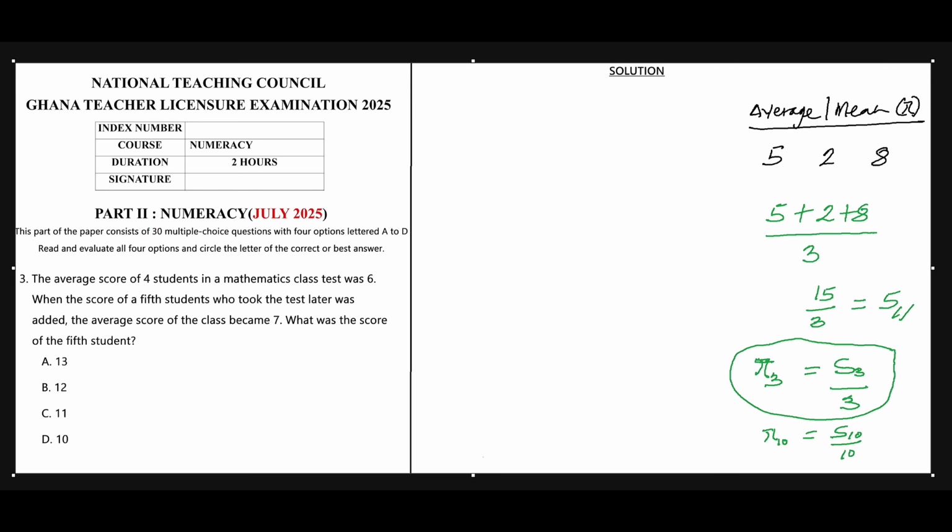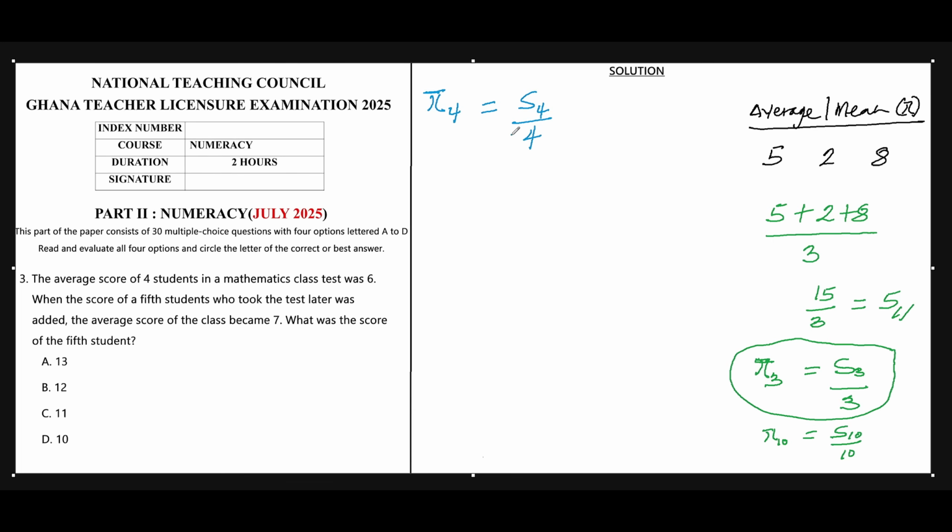We have 2 different scenarios. The first one says that the average score of 4 students in a mathematics class test was 6. The emphasis is on 4 students. So let's create a formula for finding the average score of 4 students. We know that the average score of 4 students is the sum of the individual scores of the 4 students divided by 4. So that is the formula.